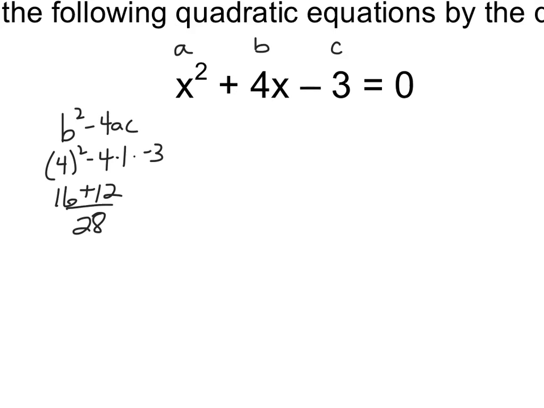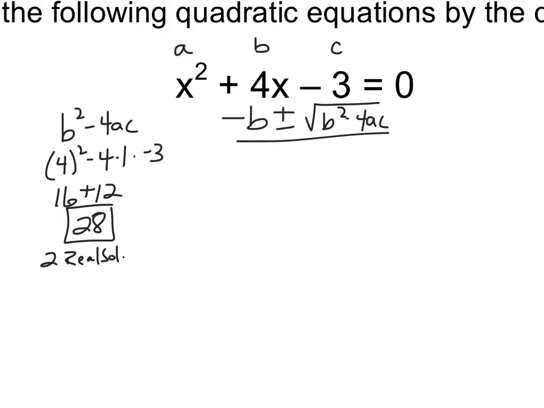Now, this will tell me that I have two real answers. So my problem is going to have two solutions. Okay? So now I'm plugging it into my quadratic formula. Okay, the opposite of b is negative 4 plus or minus the square root of my b squared minus 4ac, which is 28. That's why I always do that first. And then it's always over 2 times a, which is 2, because it's 2 times 1.